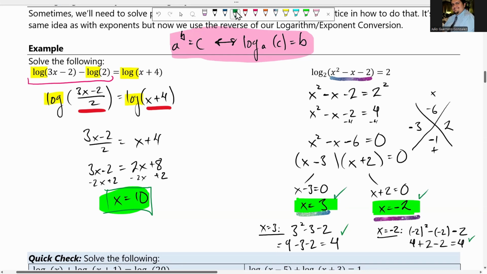In the event that one of these, either this one or this one, turned out to be negative, then you would have to cancel that answer out. So basically this one wouldn't work, or this one wouldn't work, one of the two. That's why we have to check. And particularly, we are checking to make sure that we are not plugging a negative number into the logarithm. That's it.